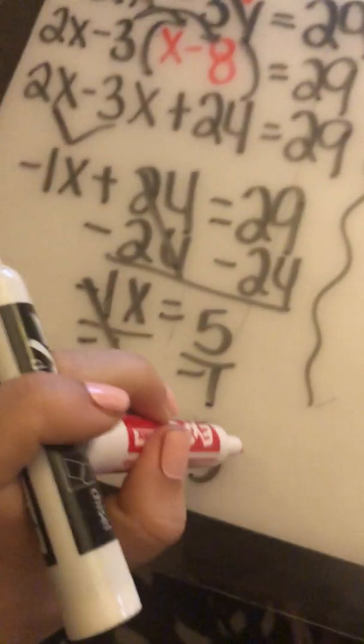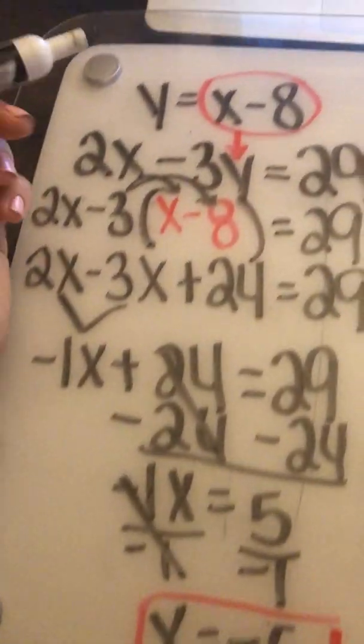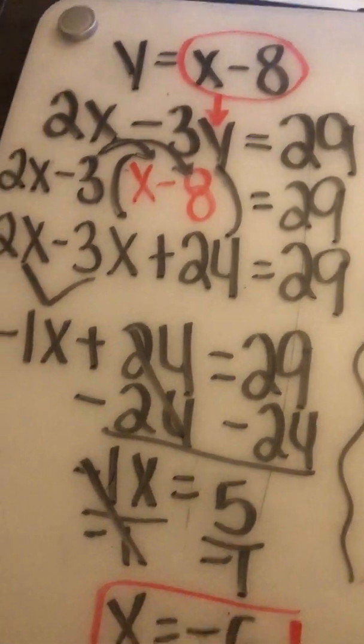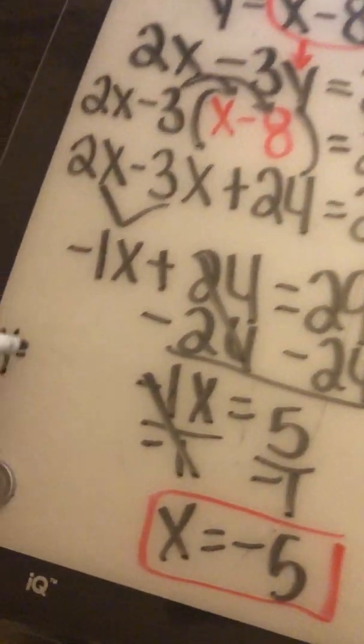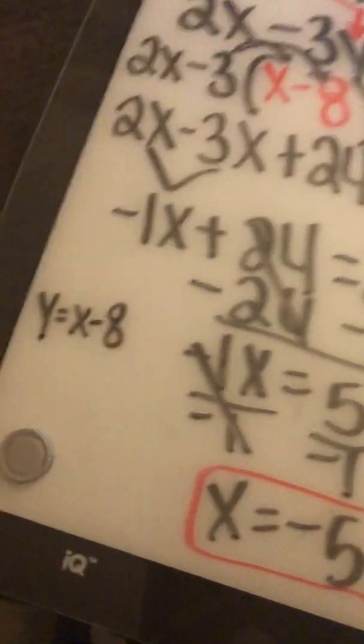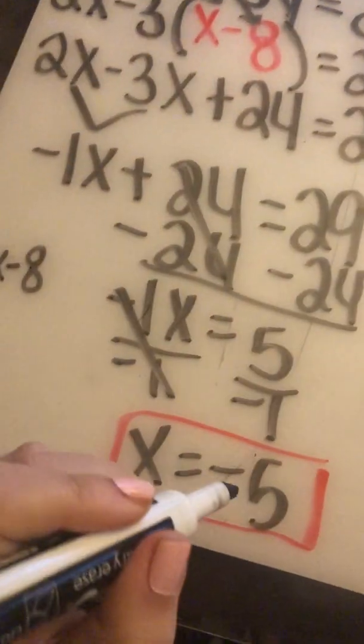Now remember, that is just what x equals. So then you would have to go back to the easier equation. I would probably pick the top one and figure out what y is. So y equals x minus 8. We would plug in negative 5 for x.